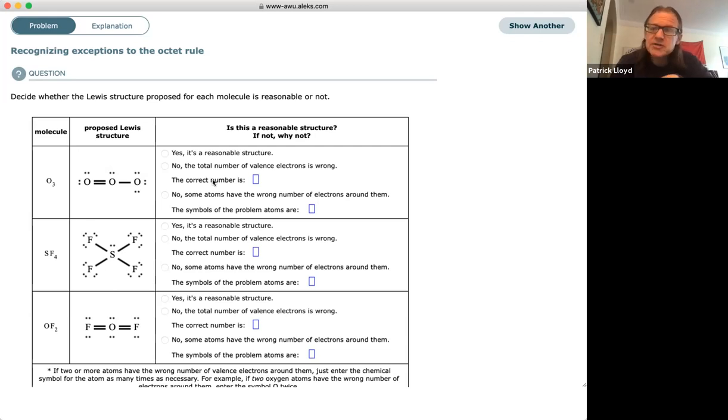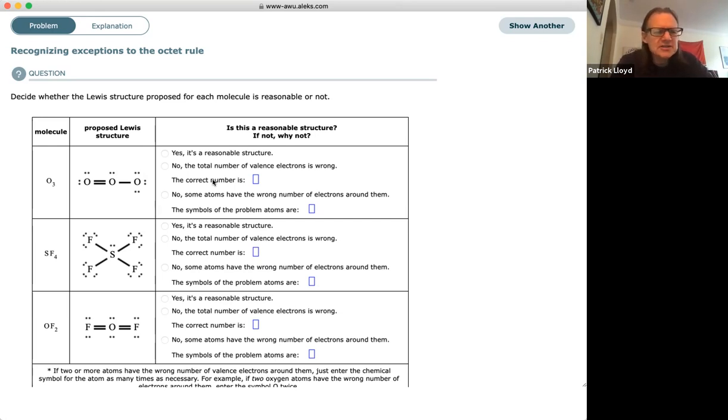Well, in terms of the octet rule, you count all the electrons around the atom. The oxygen on the right has 2, 4, 6 in the form of lone pairs plus 2 in the form of a bond. That's good. So yes, it's a reasonable structure. The oxygen is fulfilling the octet rule for each oxygen. Remember, you've got to check all of them. And it has the correct number of valence electrons. So we're set. Okay, let's look at the second one.